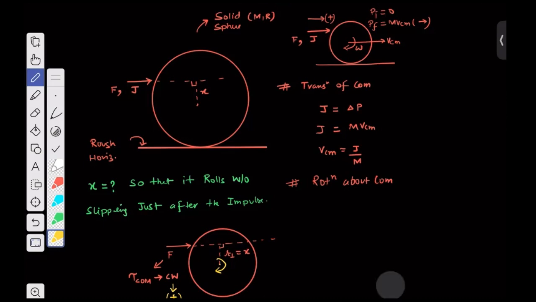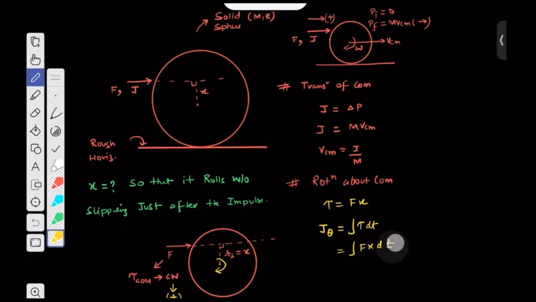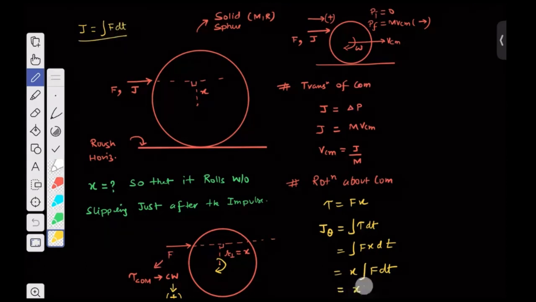So the torque of that force will be F into x. The angular impulse is going to be the integral of tau dt, just like the earlier thing. Torque we can write as F into x. x is constant, so it will come out. It will be x times the integral of F dt. And if the force F is the one causing this impulse J, then J will be equal to the integral of F dt. So here, the integral of F dt, I can replace with J.